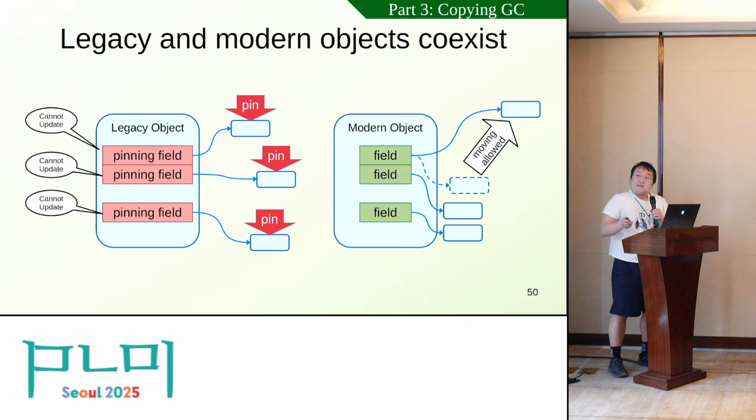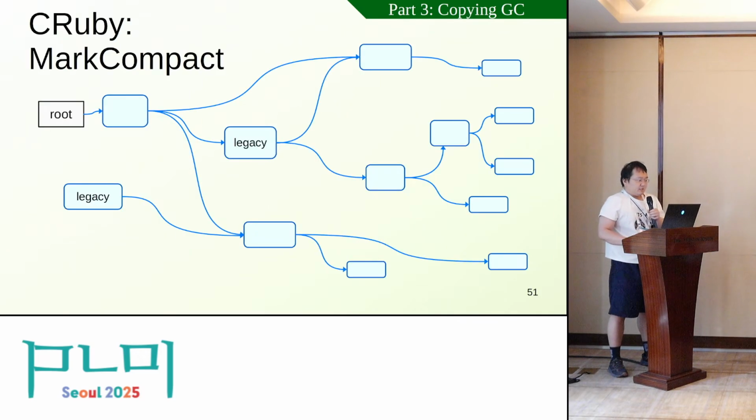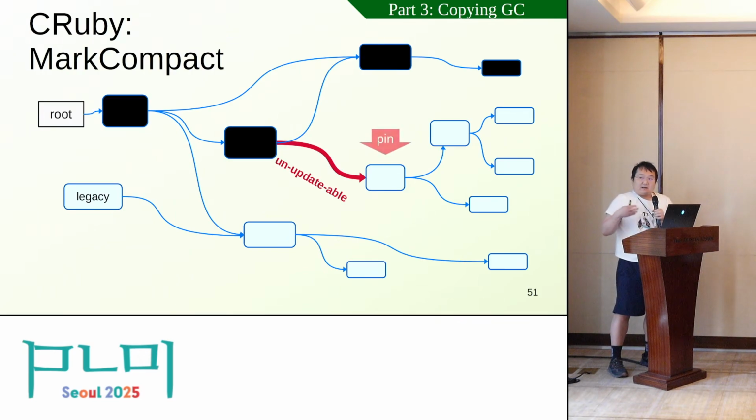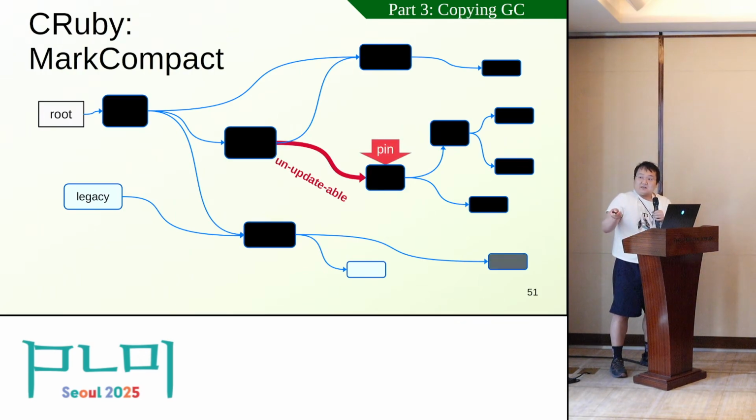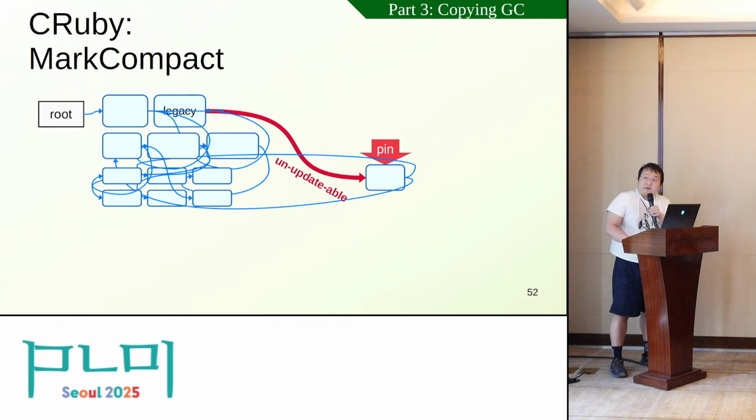They allow legacy objects and modern objects to coexist. So the legacy object on the left-hand side couldn't update their fields, so they pinned their children, so there's no need to update their fields. On the right-hand side, the modern object can update their fields, so their children can move freely. And in CRuby's mark compact garbage collector, it will start tracing, while during tracing, it identifies those unupdatable fields and pins their children. So during compaction, they can move all objects except the pinned objects.